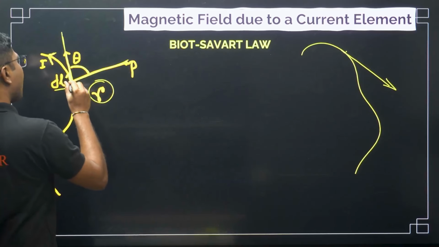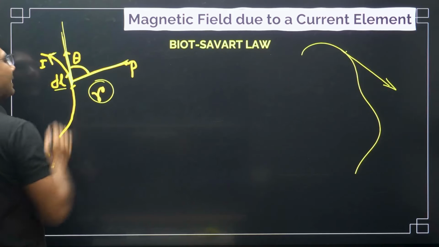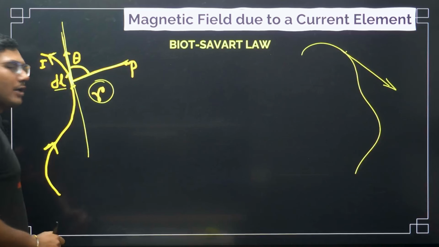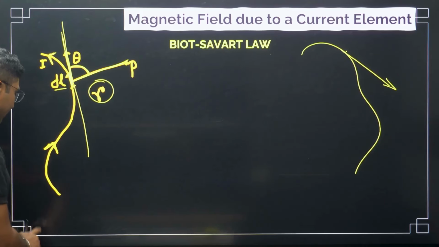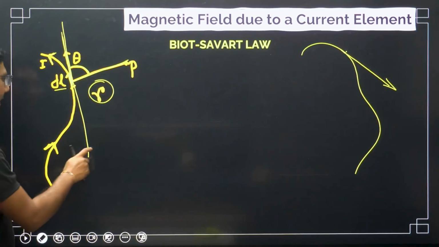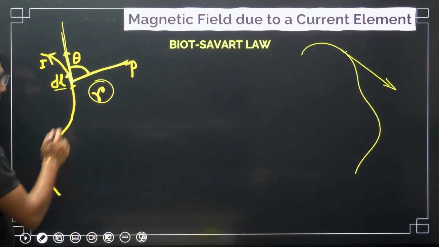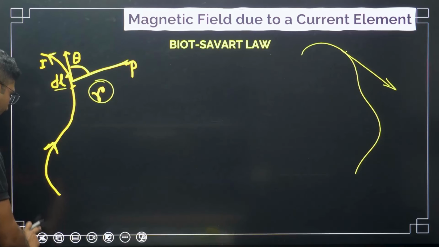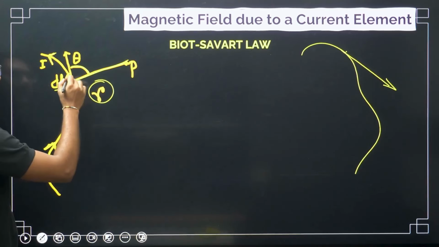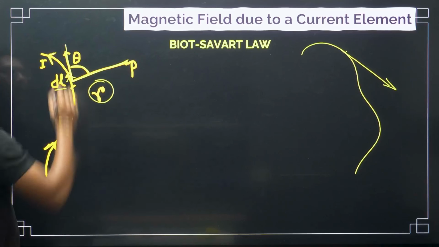So you have to draw a tangent at this point, and a tangent can be drawn in both directions. Now which direction will we choose? We will choose the direction which is the direction of the current at that element. So current is flowing in this direction, like this, right? So we will consider this as the direction of the element. As simple as that.